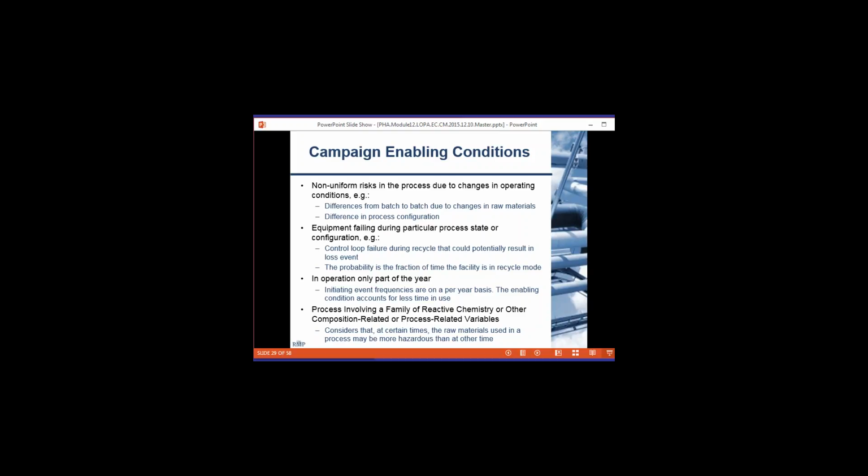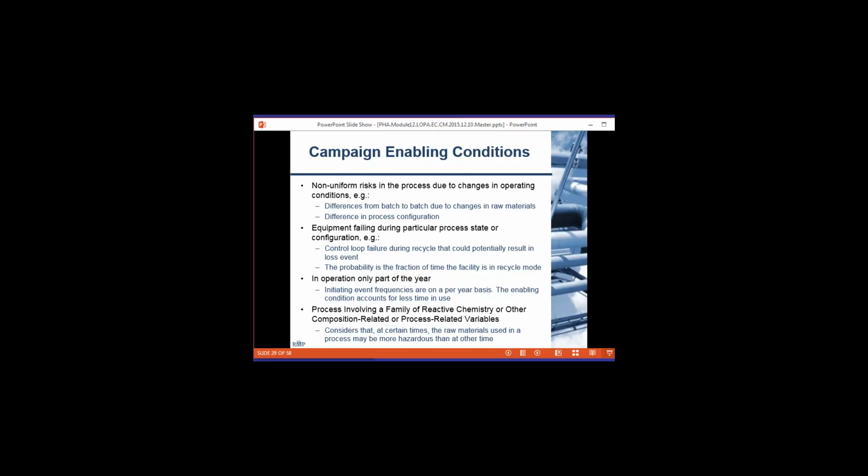This is where you really want to look at the enabling condition of how often and at what points in time which chemicals are being used in blending. Also, as a campaign enabling condition, equipment failing during a particular process state or configuration. If a control loop fails during recycle, this could potentially result in a loss event. However, the same control loop failure during feed forward or during normal operations does not cause a loss event. Well, you want to temper that event frequency with that enabling condition probability.